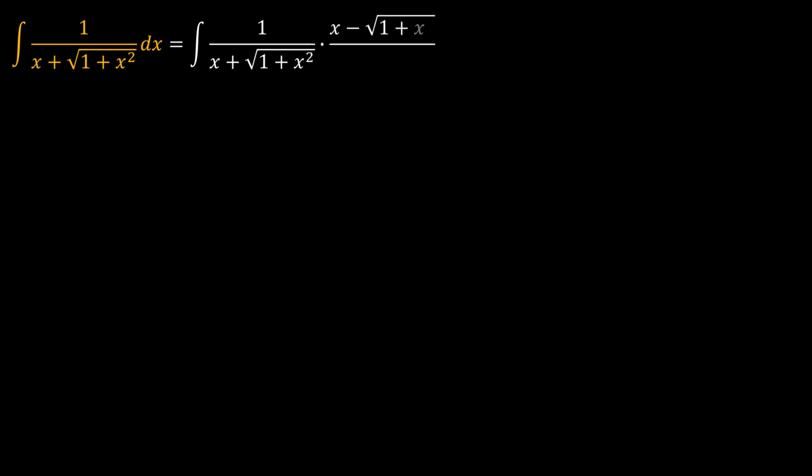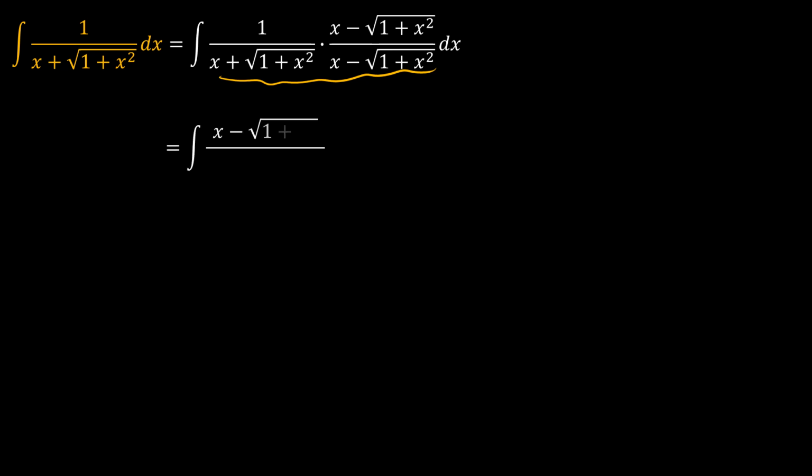What one would want to do is multiply the integrand, the numerator and the denominator, by x minus the square root of 1 plus x squared. So that, looking at the denominator, we have a difference of two squares coming up, right? So the denominator now becomes x squared minus the square of the square root of 1 plus x squared, which becomes 1 plus x squared.